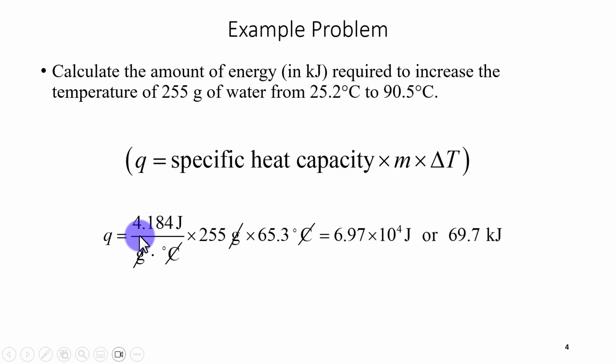Then if I just do 4.184 times 255 times 65.3, I get this value in joules. However, the problem told me I needed to find the energy in kilojoules. So I take this amount in joules divided by 1,000, because that's what the kilo stands for, and it will give me 69.7 kilojoules.